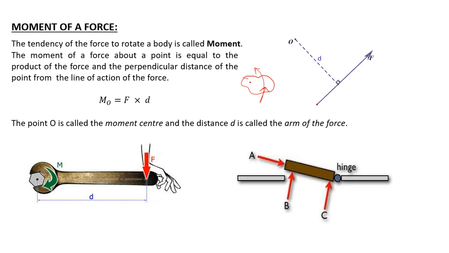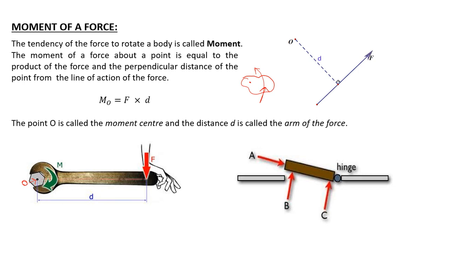For example, in this figure we apply a force on a wrench to loosen this nut. Basically what we are doing here is creating a moment about this point O, which helps to rotate this nut and finally helps to loosen or open it.